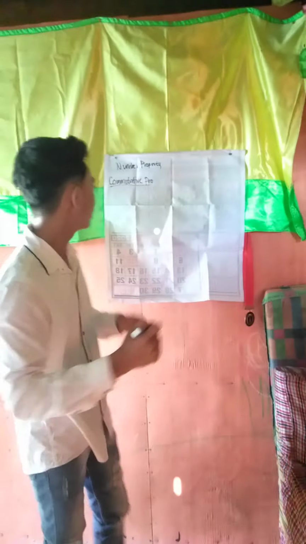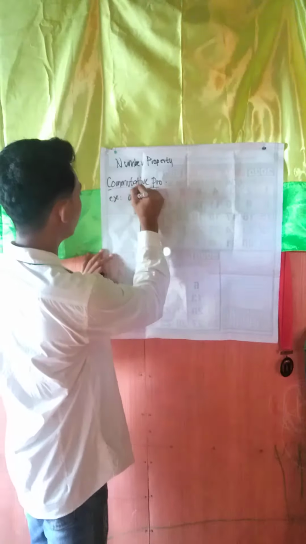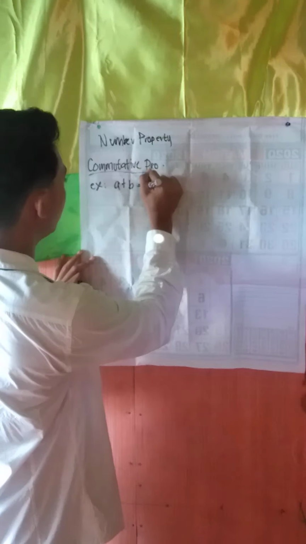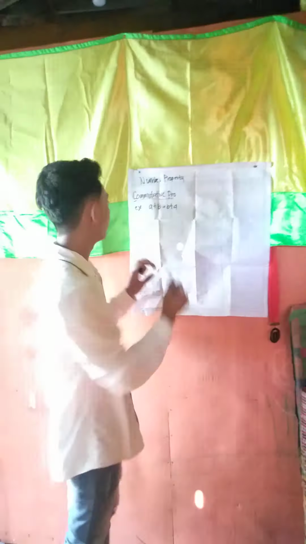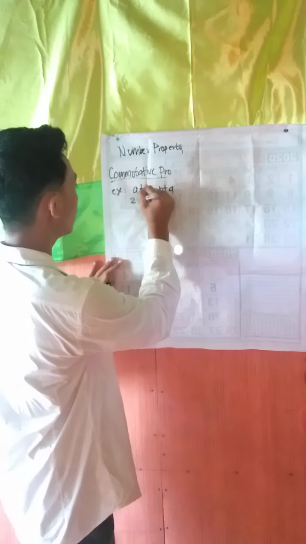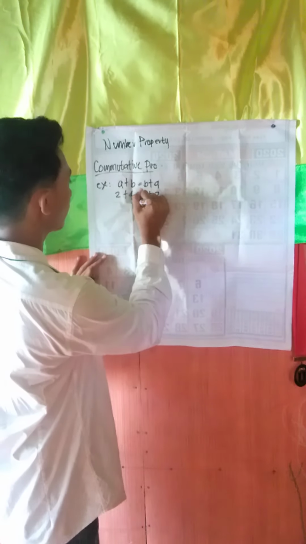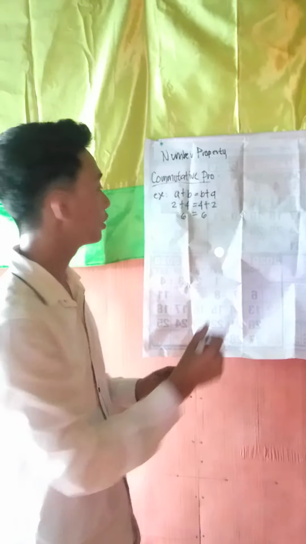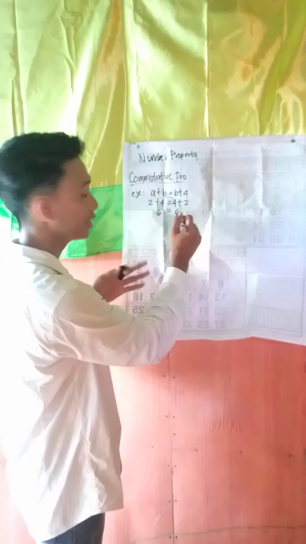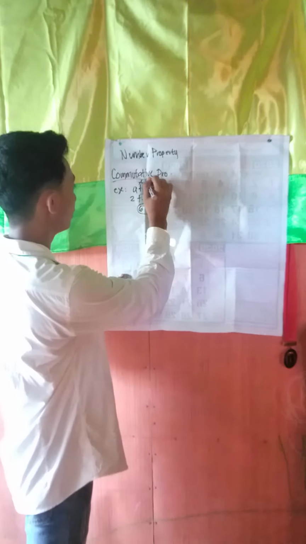For example, A plus B equals B plus A. Or let's simplify it as 2 plus 4 equals 4 plus 2, and the answer is 6. As you can see, even though a swap happened, the answer is still the same. And that is the example for addition.